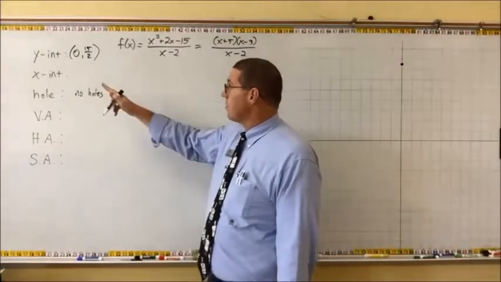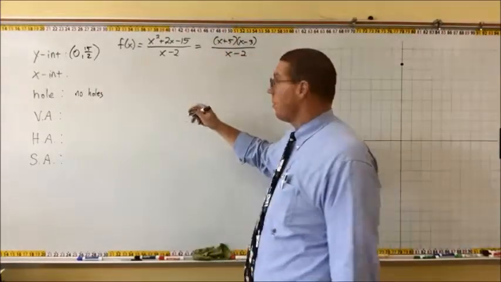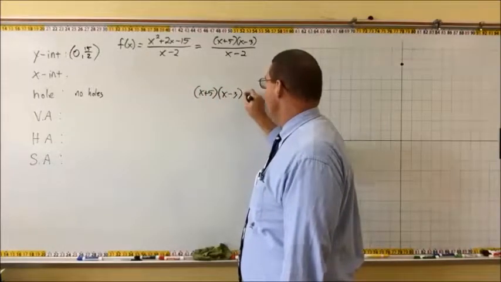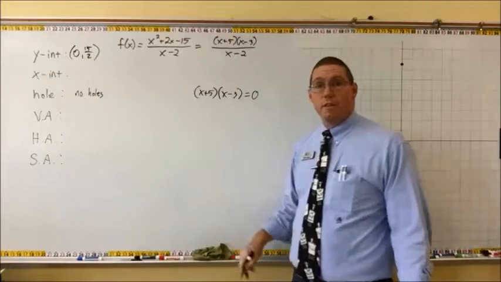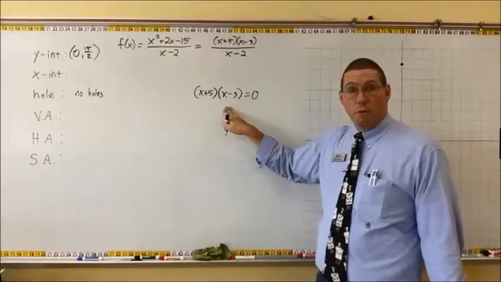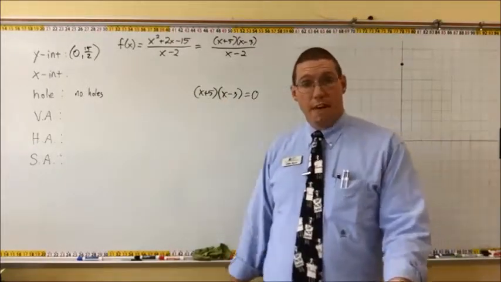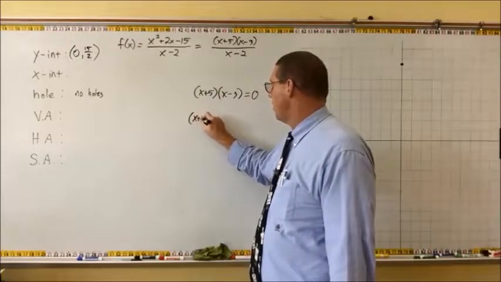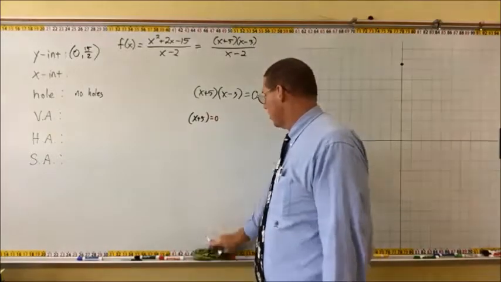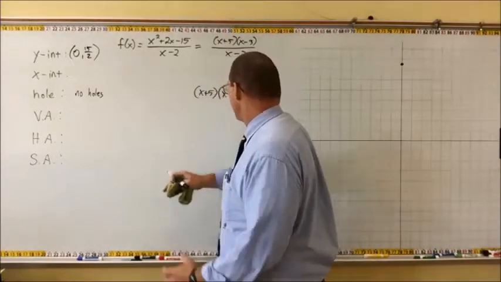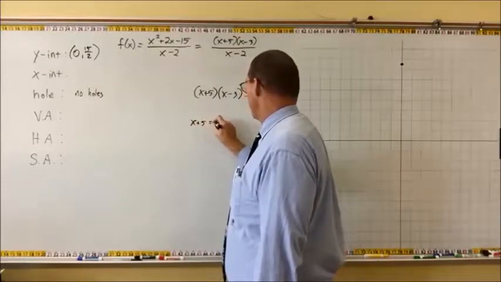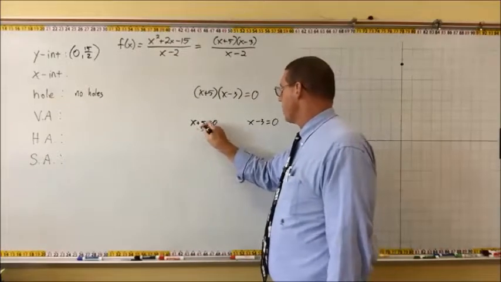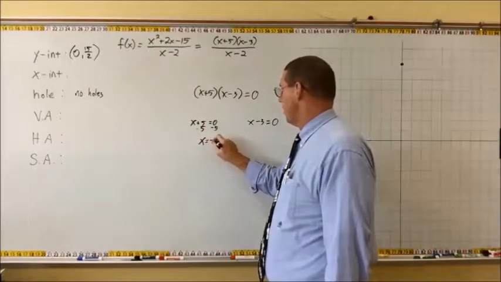To identify the x-intercepts, we set the numerator equal to 0. So we're going to set x plus 5 times x minus 3 equal to 0. Well, this is already factored. If you're in factored form, what you do is you set each of the individual factors equal to 0 and solve. So we'll do x plus 5 equals 0, and then separately x minus 3 equals 0. Subtract 5 from both sides, and we get x equals negative 5.